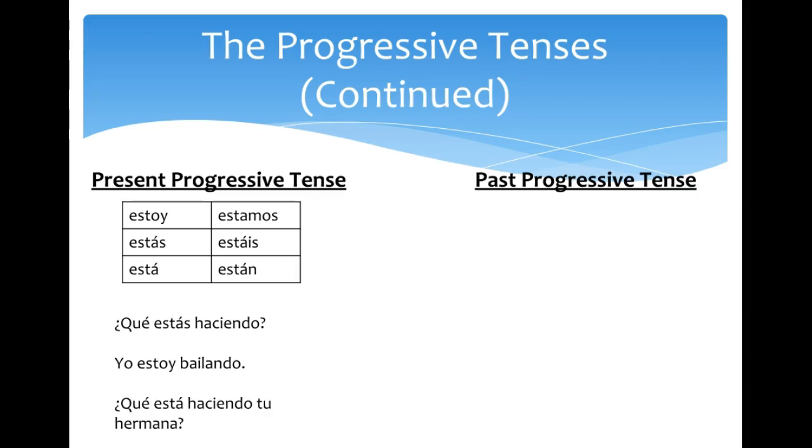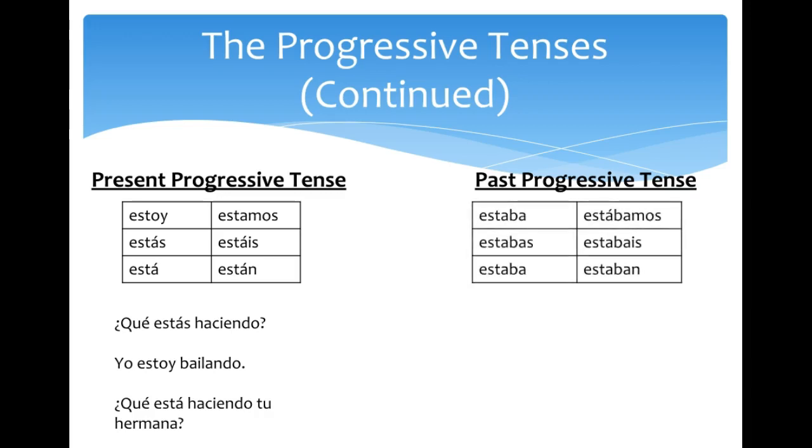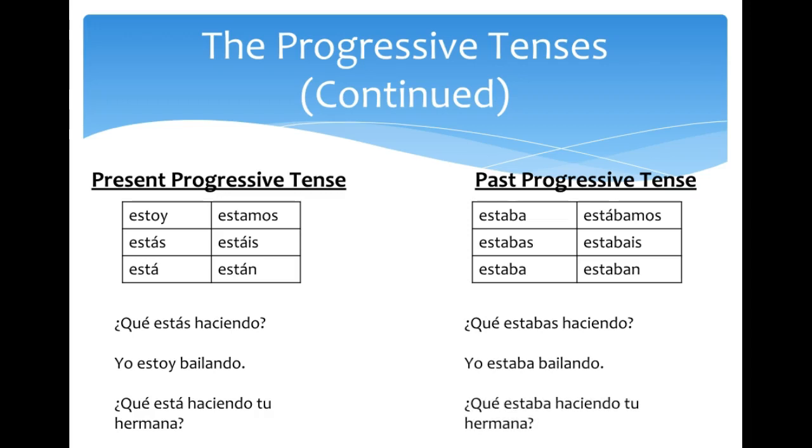Let's also take a look at the past progressive tense. This would be using the imperfect conjugations of the verb estar. So we have estaba, estabas, estaba, estábamos, estabais, and estaban. Okay, so same questions, but now in the past. ¿Qué estabas haciendo? What were you doing, or what were you making? Yo estaba bailando. I was dancing. ¿Qué estaba haciendo tu hermana? What was your sister doing or making?